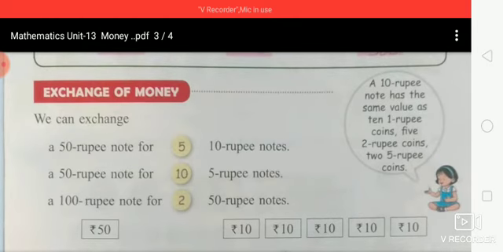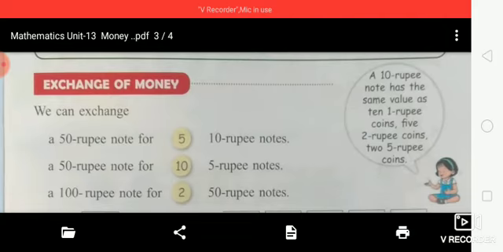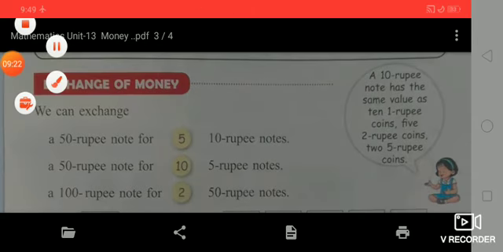Exchange of money. We can exchange a 50 rupees note for 5 10 rupees notes. So 50 rupees note for 10 rupees notes: 5 notes of 10 rupees, 5 notes is 50. Okay.